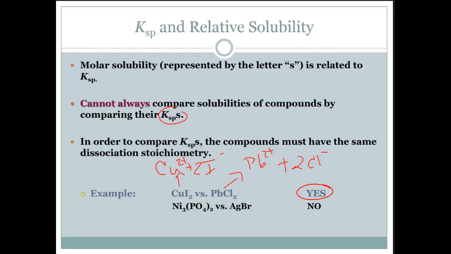If we look at these two, we have 3 nickel 2 plus and 2 phosphate 3 minus versus 1 Ag plus and 1 Br minus. Because they don't break up into the same quantity of ions, you cannot compare them.